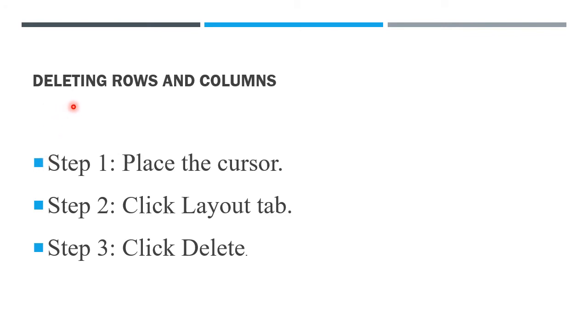Next we are going to see deleting rows and columns. You can delete the rows and columns in the table using the Layout tab. Step 1, place the cursor. Step 2, click the Layout tab, and step 3, click the delete button.